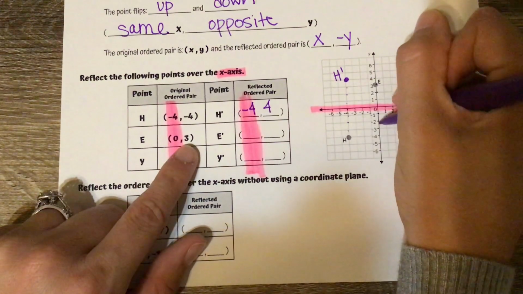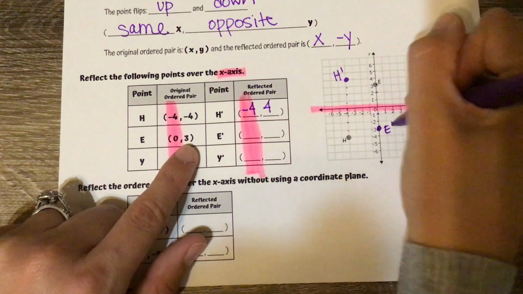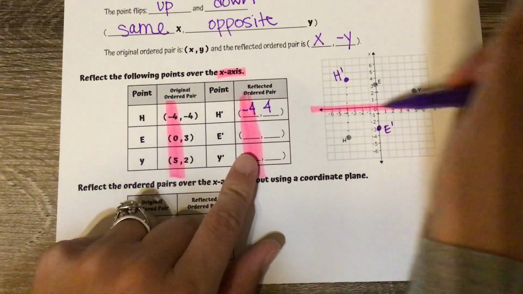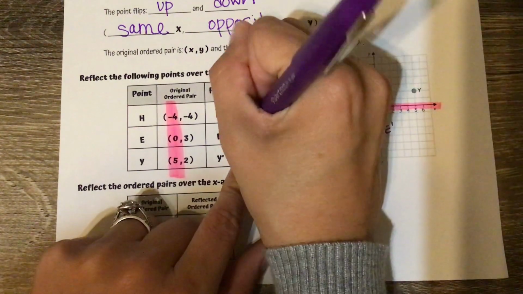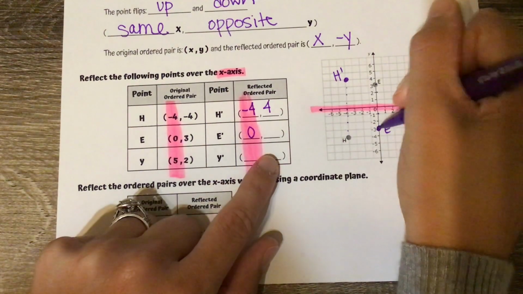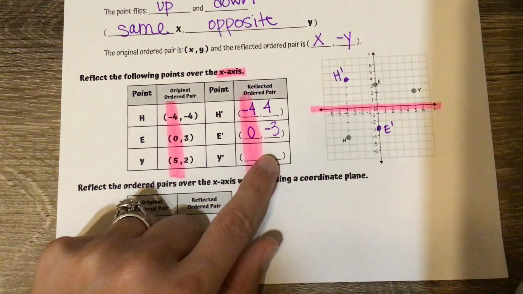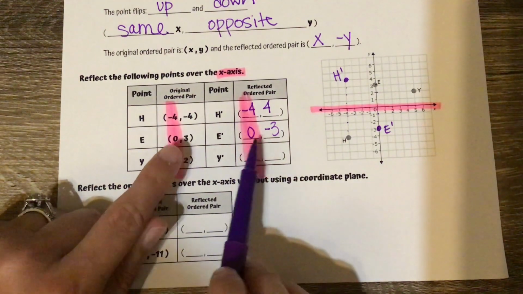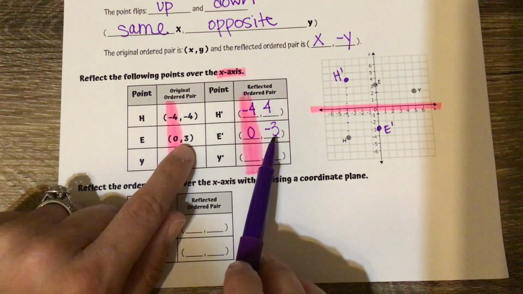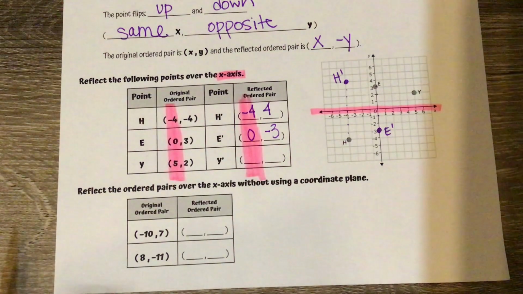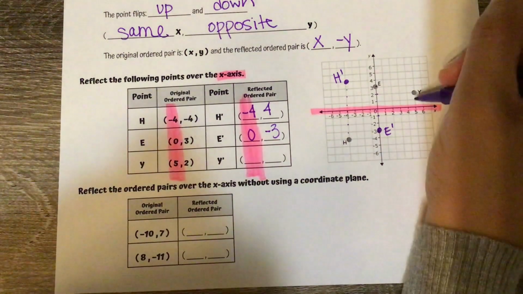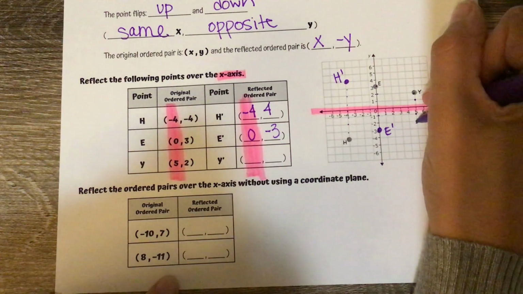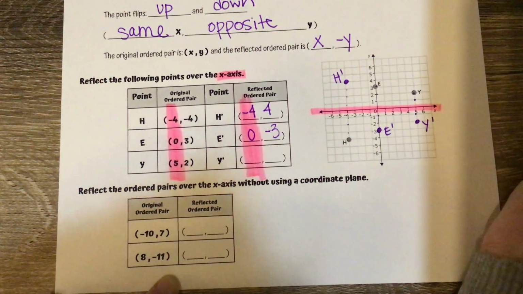I'm going to mark it 1, 2, 3 below. So that new ordered pair, either I can look at it on here, it didn't go anywhere right or left, so 0. And it went down 3, so -3. Or if we look at it, our x value stayed the same, our y value became the opposite. 3 became -3. And the last one, y is 1, 2 above, so it's going to go 1, 2 below.